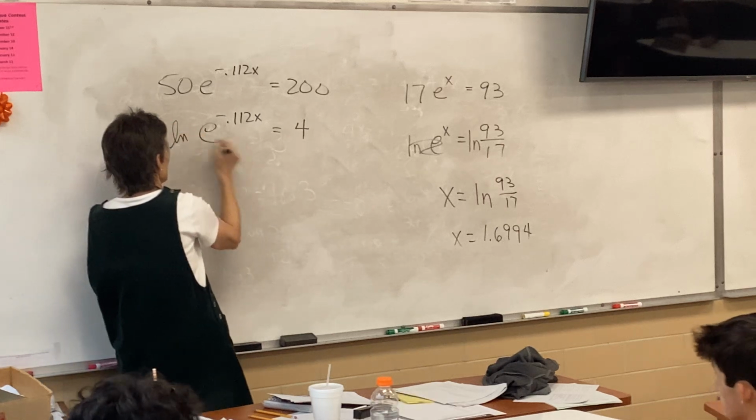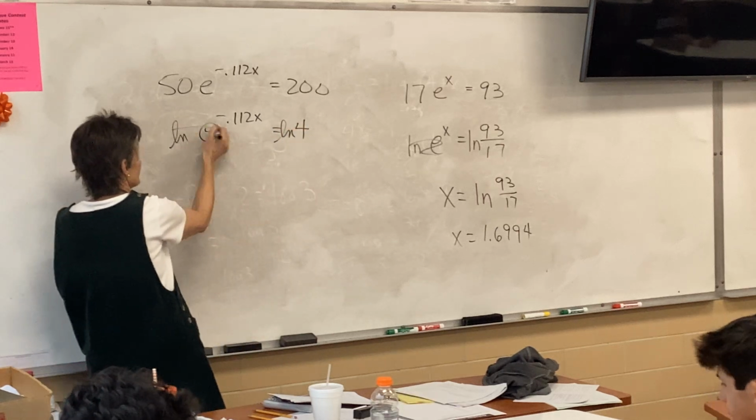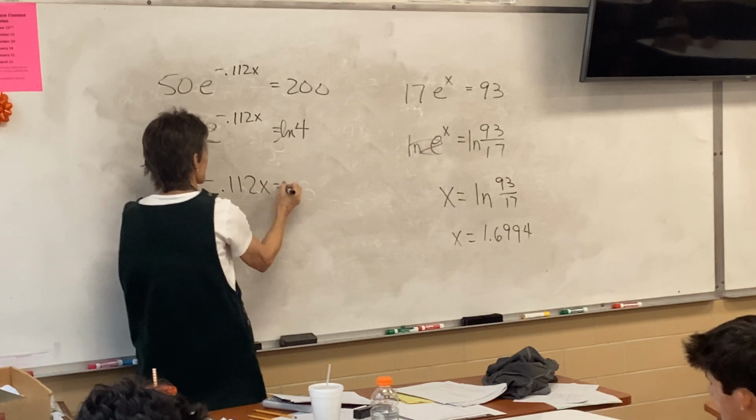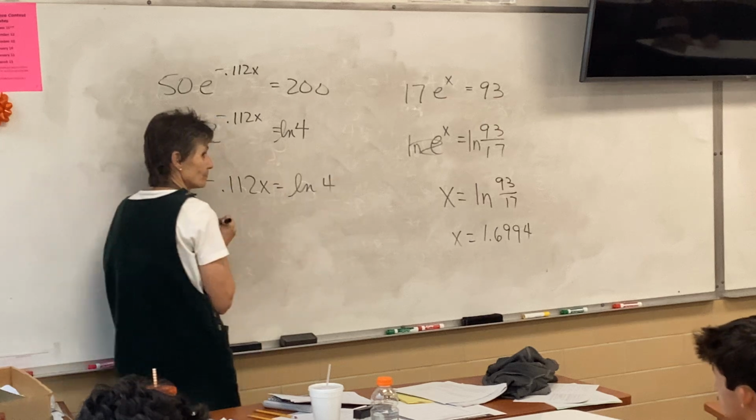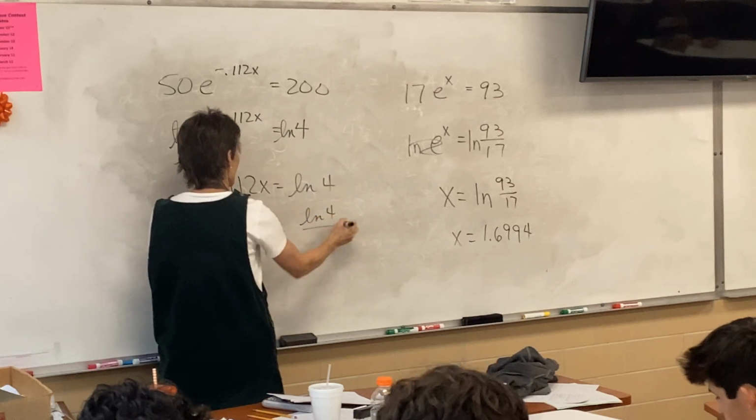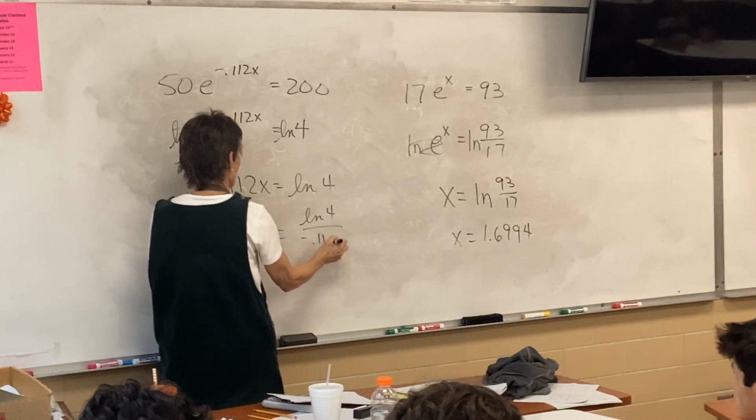So we'll ln both sides. Gone. Negative 0.112x equals ln 4. So what I'll type in my calculator is ln 4 over negative 0.112.